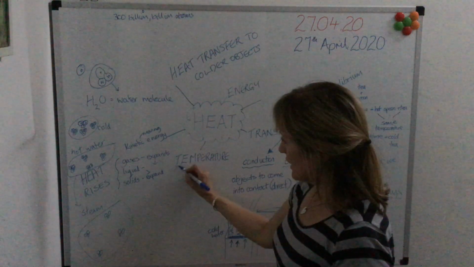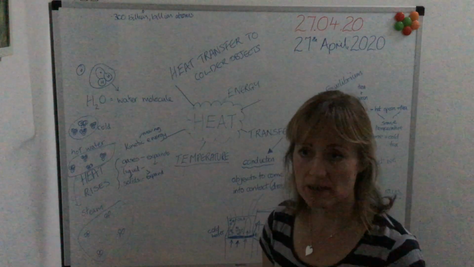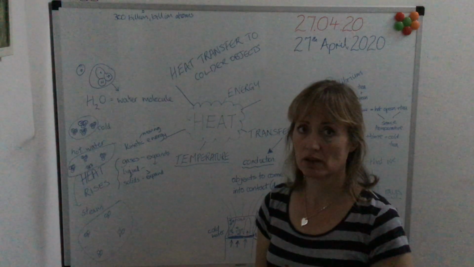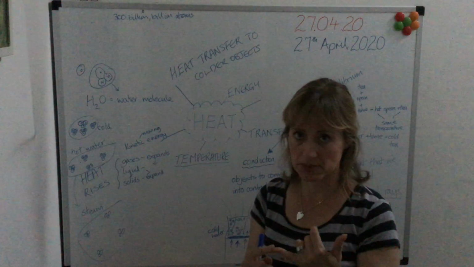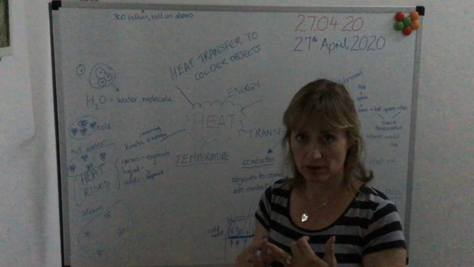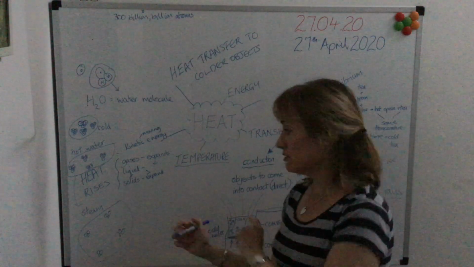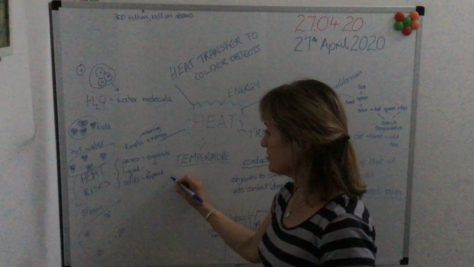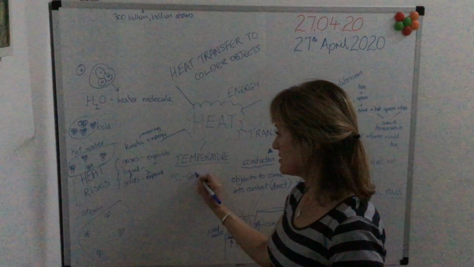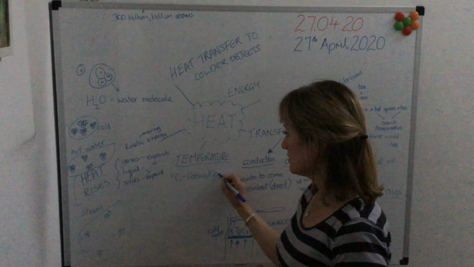Another thing that we need to look at is temperature. How do we measure how much heat is in something? Now, we measure length with a ruler, meter stick, and centimeters, meters, kilometers. We've done weighing with kilograms and grams, and we've done volume as well. We also have a scale for temperature. Now, most of the world uses degree C. The C stands for Celsius or centigrade.